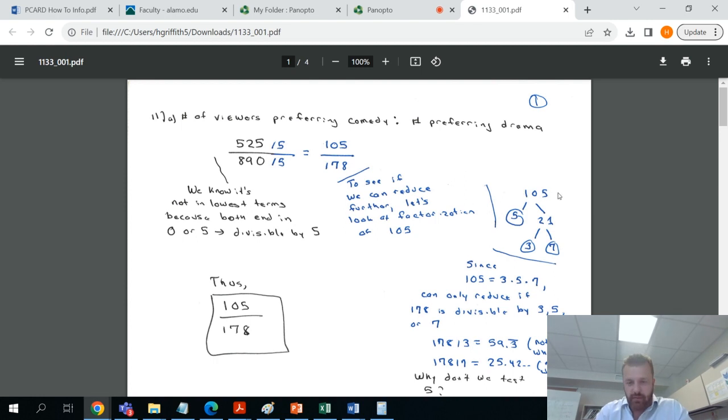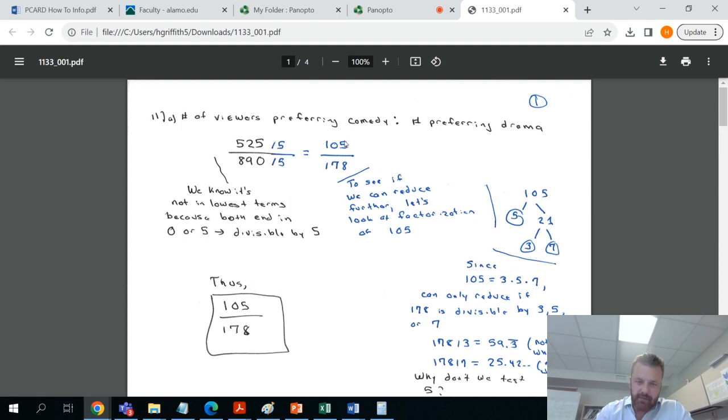So I did a factor tree for 105. I know that 105 is divisible by 5 because it ends in 5. If I divide 5 into 105, I get 21. 21, I know that I can factor in terms of 3 and 7. I've circled 5, 3, and 7 since all three are prime numbers, and I can write that the prime factorization of 105 is 3 times 5 times 7.